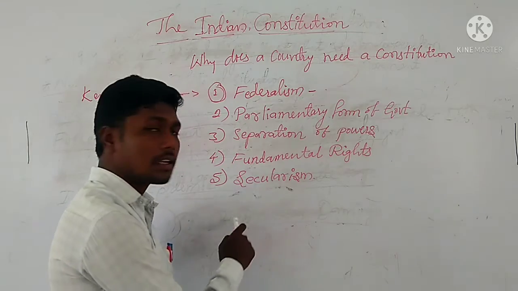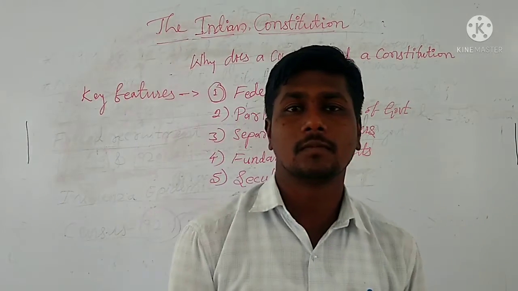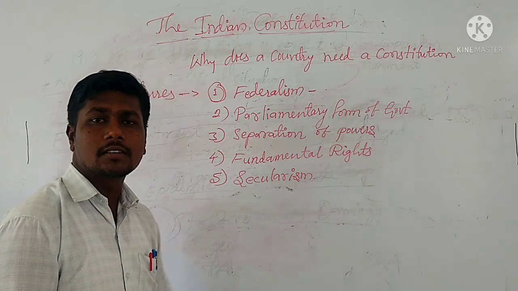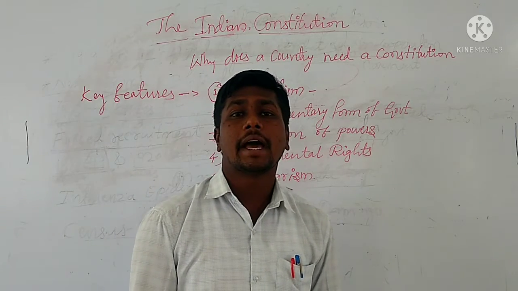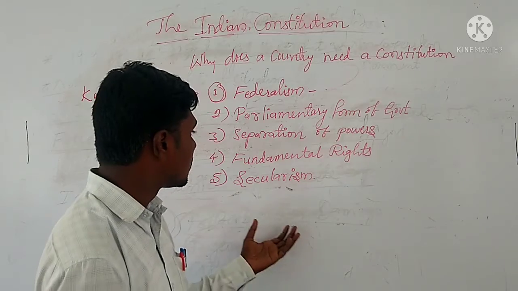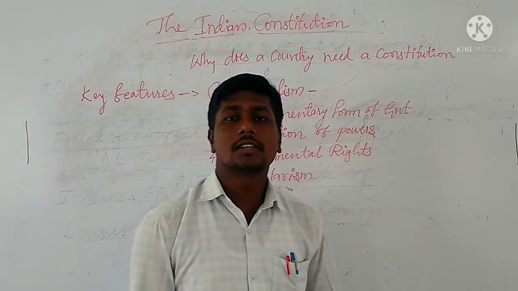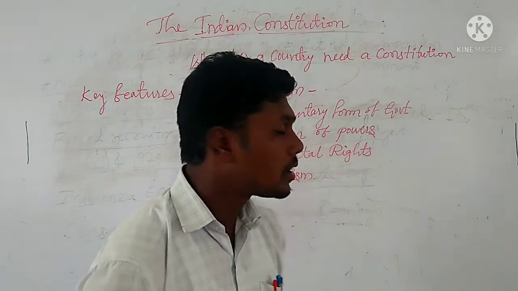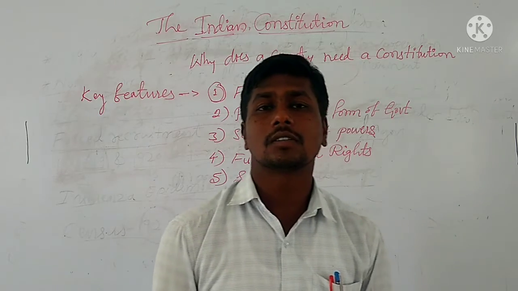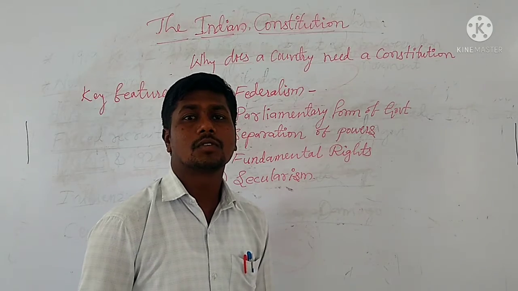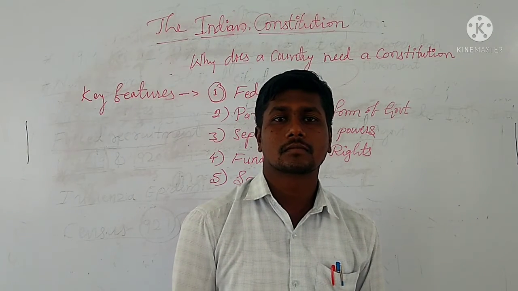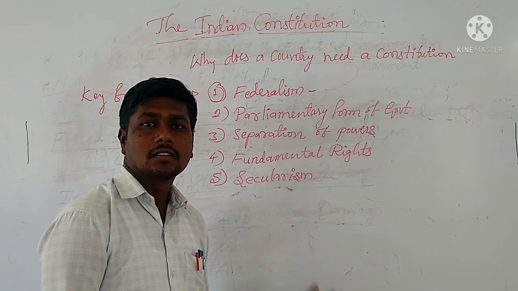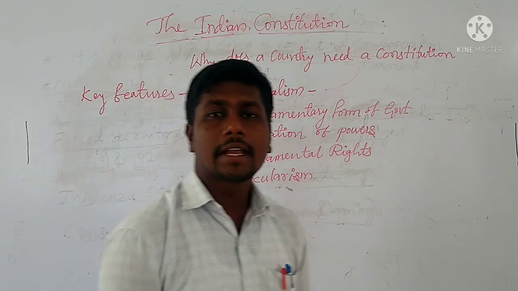Then the last main key feature of the Indian Constitution is secularism. What do you mean by secularism? Secularism is a state that doesn't support or promote any one religion as the state religion. That state is called a secular state. India is a secular country because of this. Why? Because our government doesn't support or promote any one religion. So this is why India is called a secular country.